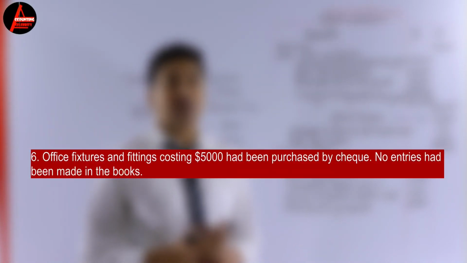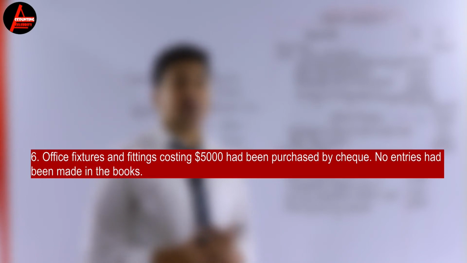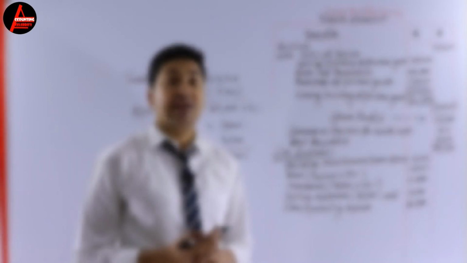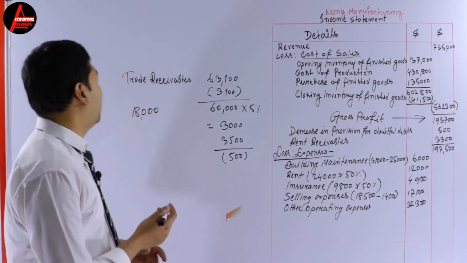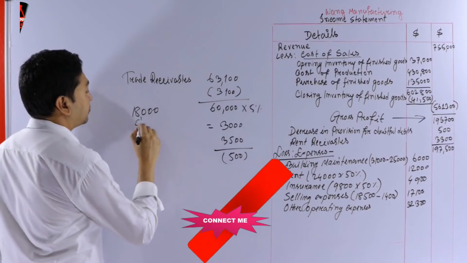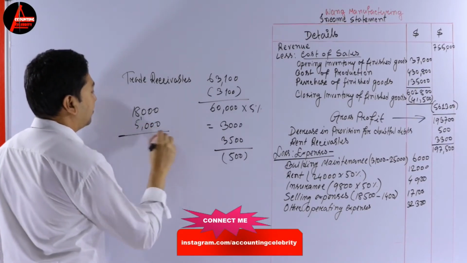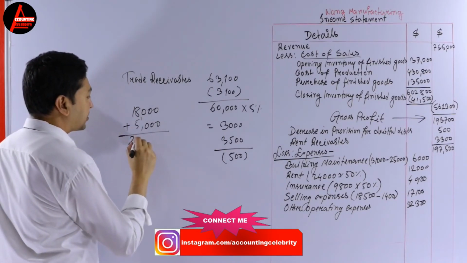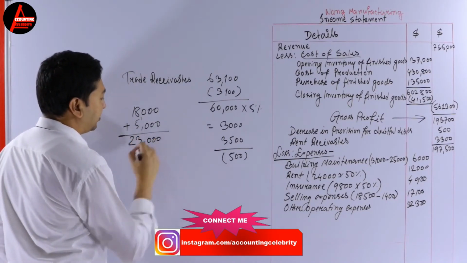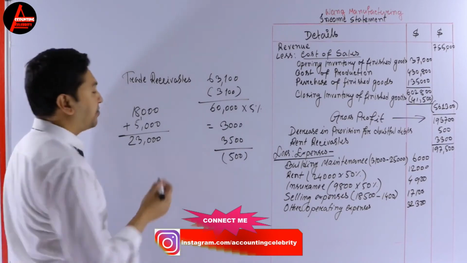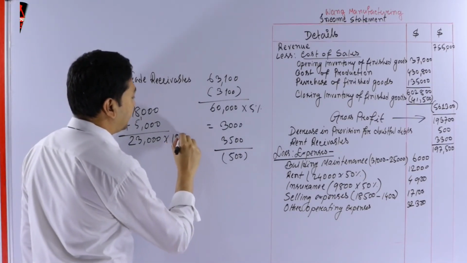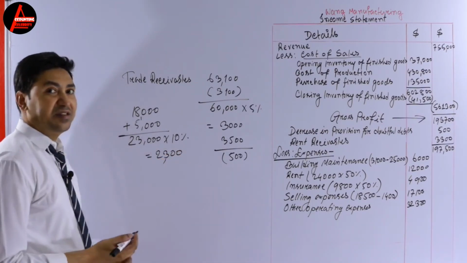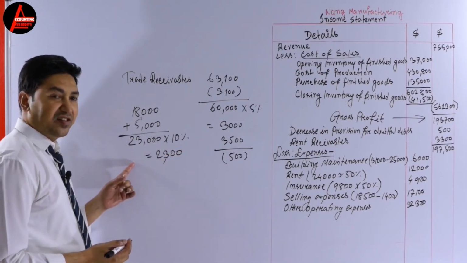Okay, then one more adjustment you have here. Look, number 6. Office fixtures and fittings costing $5,000 had been purchased by check. No entry had been made in the books. So one more fixture is purchased, which is $5,000. So with the cost, if we add, it is $23,000. Now you multiply by the rate of depreciation, which is 10%. Then your answer will be $2,300. Depreciation is very easy to calculate.